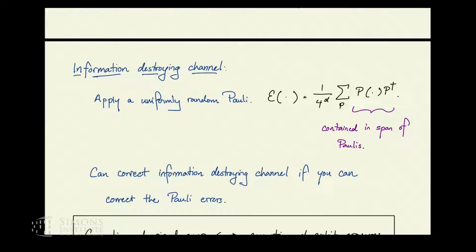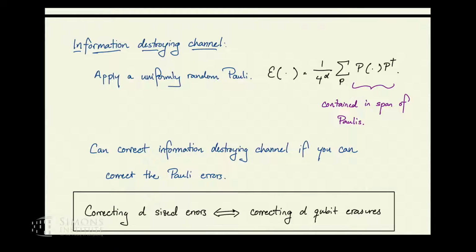One way to think about an erasure error in the quantum mechanical world is that it's the product of an information destroying channel. You apply this channel, which completely destroys the information and just replaces it with the maximally mixed state. And the information destroying channel can be expressed as a linear combination of Pauli channels. So this error is contained in the span of the Pauli errors. If you can correct against the Pauli errors, you have to be able to correct against the information destroying channel, because it's just a probabilistic combination of the Pauli errors. So you can figure out which Pauli error occurred, correct it. Okay. So this yields the property that correcting d-size errors is equivalent to correcting d-qubit erasures.